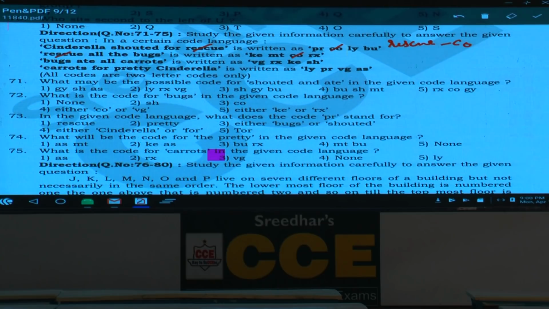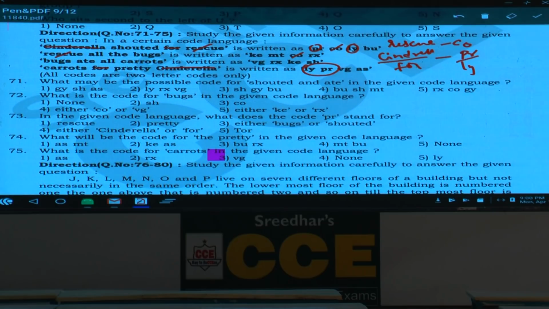Then, compare the first and the third. Cinderella shouted for, and in the third one, shouted for Cinderella is not there. Then, if you compare the first and the fourth, tell me what words are common here. Cinderella and for are the 2 words there. Here also the 2 words for and Cinderella are there, isn't it? As 2 words are common, 2 codes will be common. Tell me what codes are common between the first and the fourth. PR and LY, in any order.